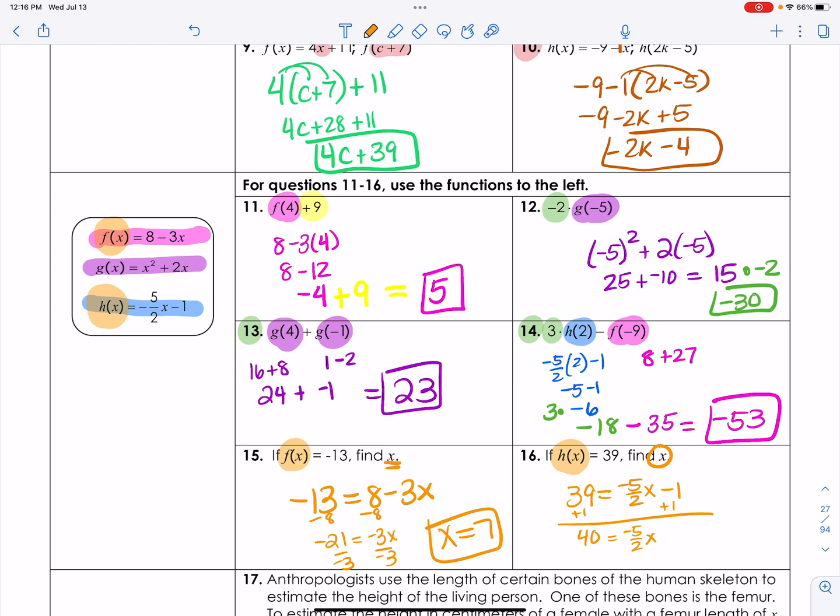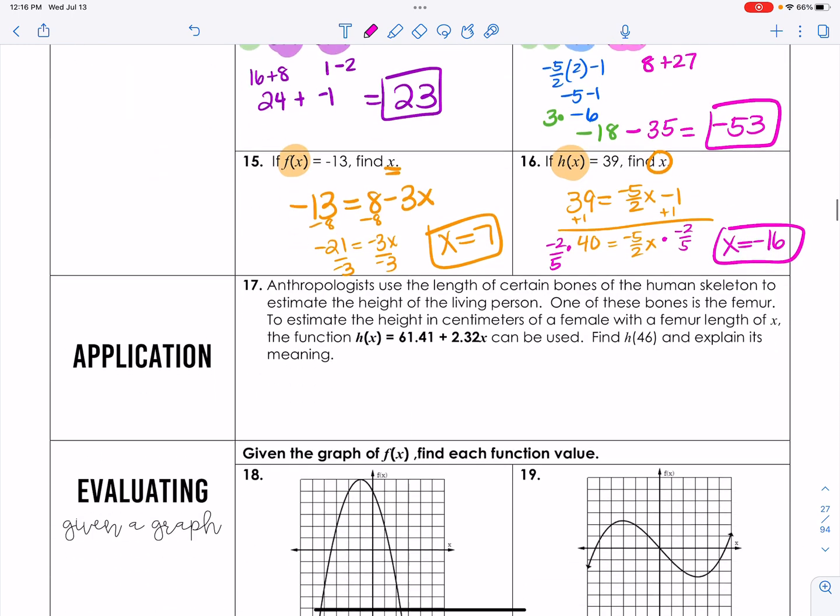When it's a fraction, you can multiply by the reciprocal. So I times by negative 2/5. 40 times negative 2/5 is negative 80 over 5. So my answer is a negative 16. So they must have put a negative 16 in to get 39 for an answer.